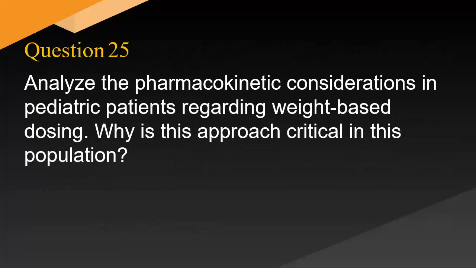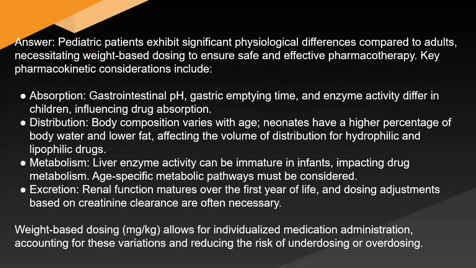Analyze the pharmacokinetic considerations in pediatric patients regarding weight-based dosing. Why is this approach critical in this population? Answer: pediatric patients exhibit significant physiological differences compared to adults, necessitating weight-based dosing to ensure safe and effective pharmacotherapy. Key pharmacokinetic considerations include absorption: gastrointestinal pH, gastric emptying time, and enzyme activity differ in children, influencing drug absorption.